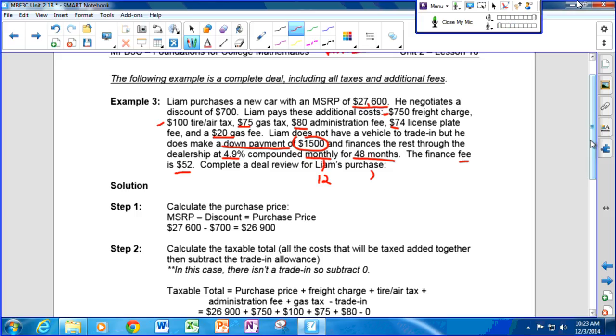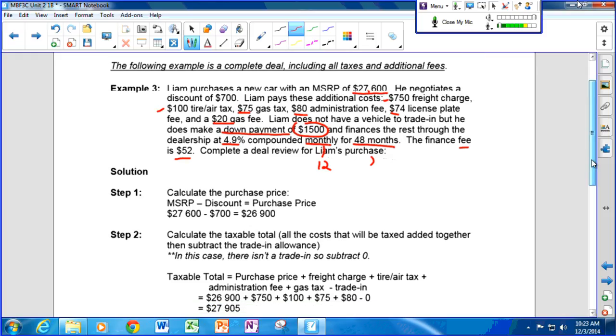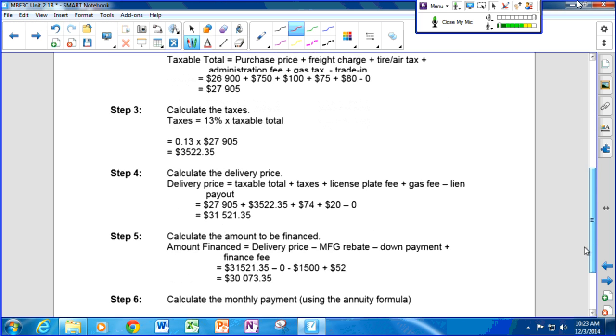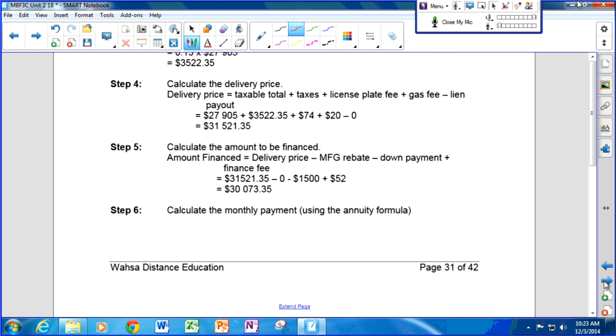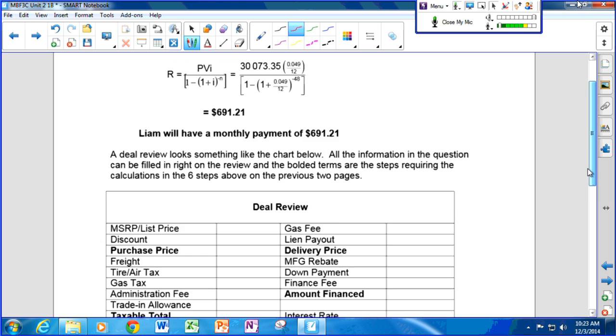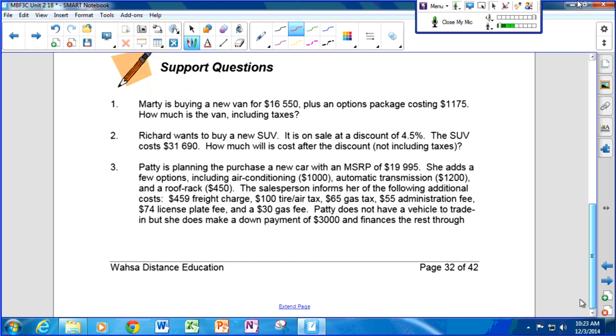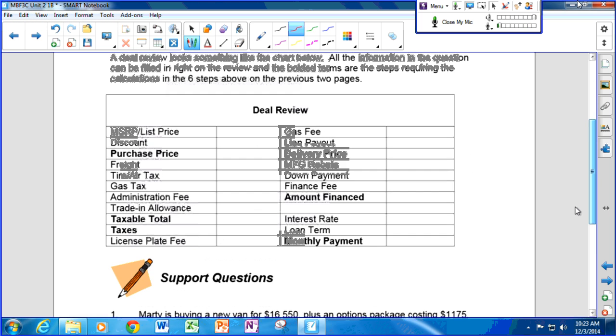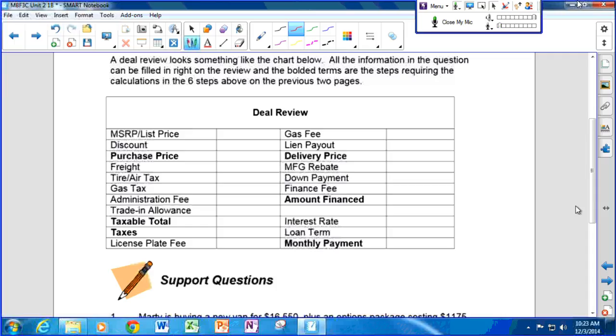So it says complete a deal review for Liam's purchase. Now, I'm going to skip to the punchline of this problem, and I'm going to show you what the deal review looks like, because they're going to go through the steps. But really, what you're doing is you're filling out this table right here, which is on page 32. This is the deal review, and you're basically just going to fill out this table right here.